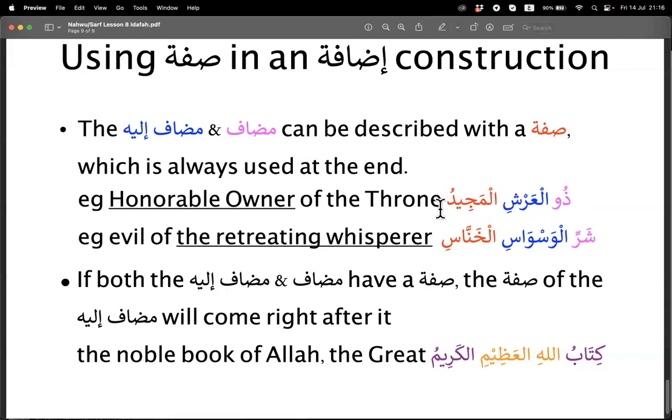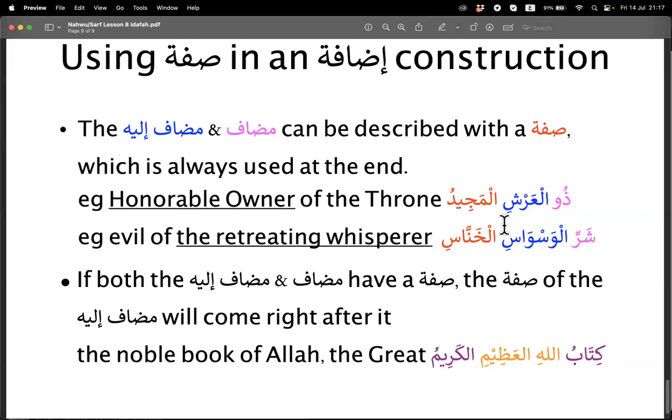And then we have al-majidu. What status is this? Rafa, nasab or jar? Majidu is rafa, right? So can it be the sifah of arshi?